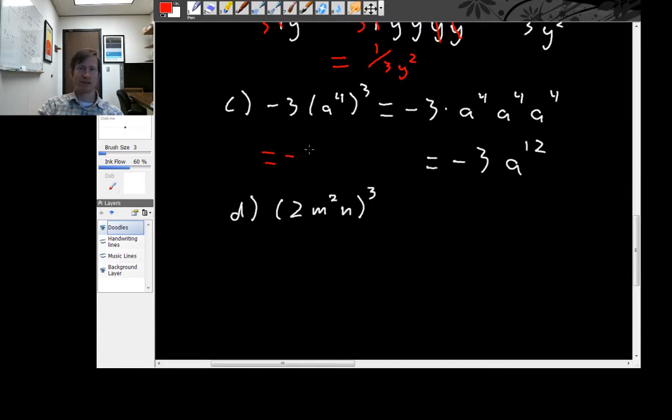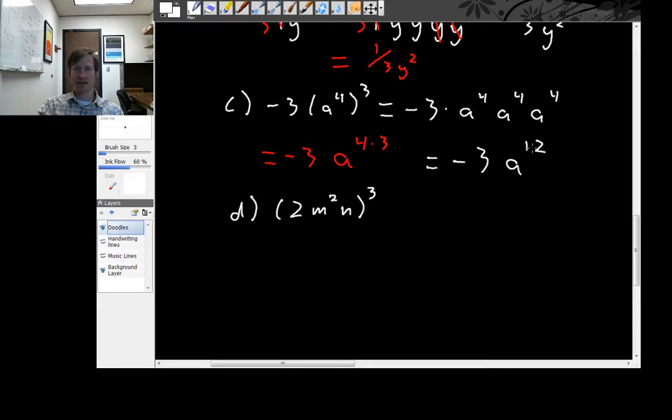And here it is. So this is negative 3 times a to the. Now when you have an exponent and then in parentheses another exponent, you can actually multiply these exponents. So this is a to the 4 times 3, and 4 times 3 is 12. So again, you get the same thing either way.